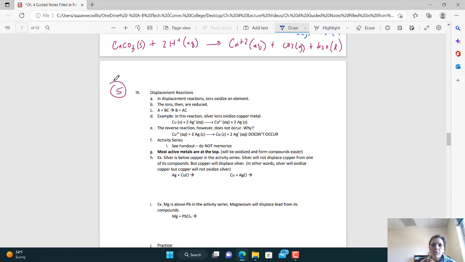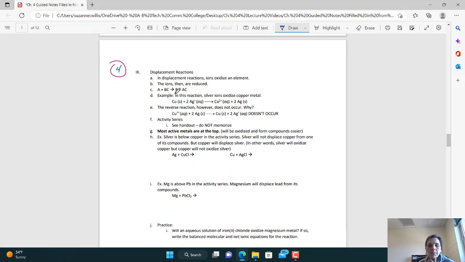Now we're on number 4, displacement. And it's going to look a little bit different. Okay, so we have 2 more to go, displacement and oxidation reduction. So here, displacement, here's what's happening: we no longer have 2 compounds flip-flopping. That was double replacement, which we've seen throughout the chapter so far.